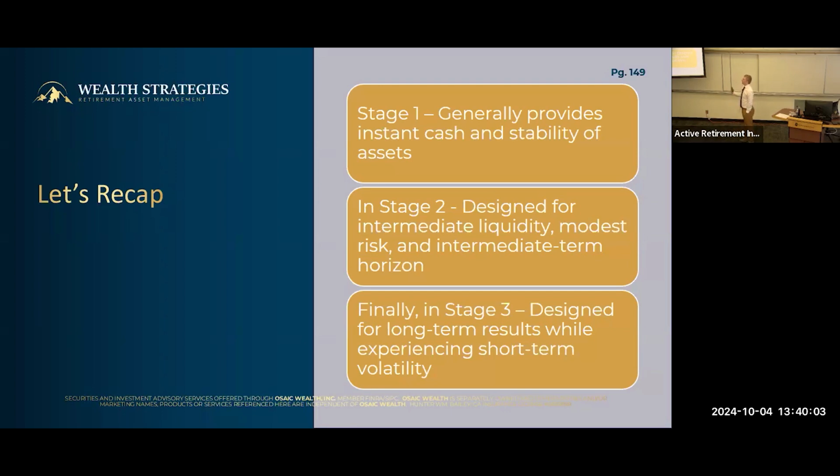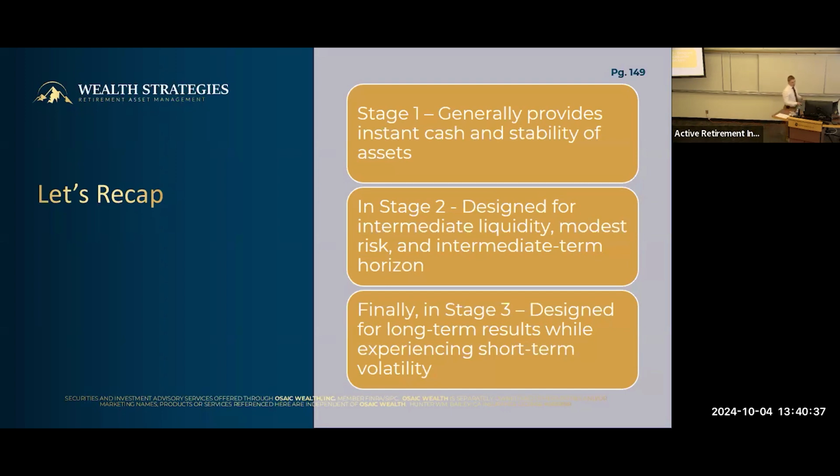And finally, stage three is designed for those super long-term results while experiencing short-term volatility. Understanding that 1 year, 2 year, 3 year, even 4 or 5 years could be poor performance times, we could just feel that real strong drag. But we understand that over the long term, 10 years, 20 years, however long it's going to be, we're going to wait for those returns to catch us back up, dividends to get reinvested, and for the economy to turn back around in our favor.